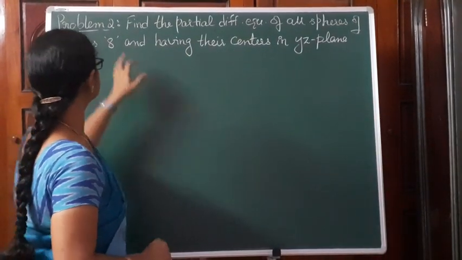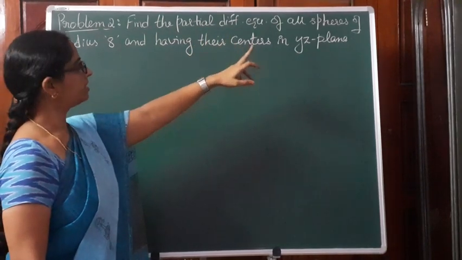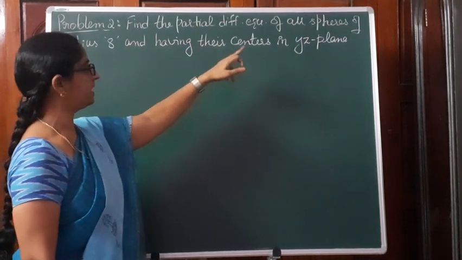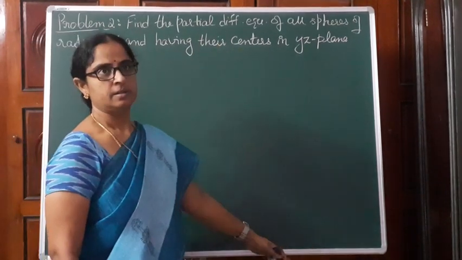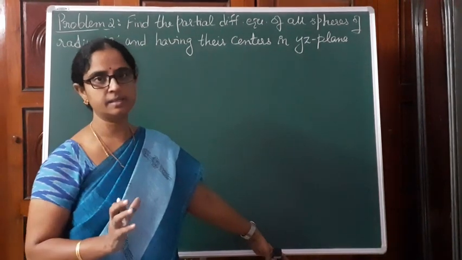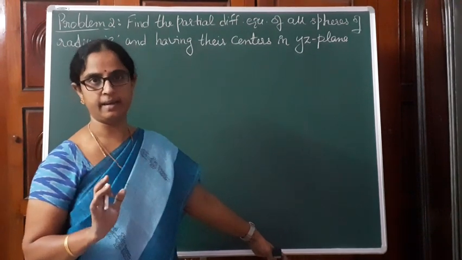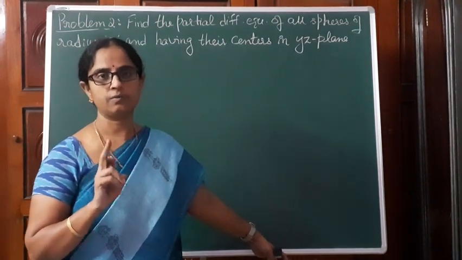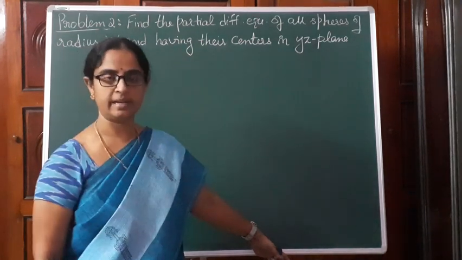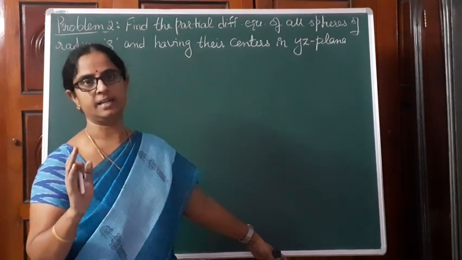Okay. This second one: find the partial differential equation of all the spheres of radius 8 and having their centers in the yz plane. So we need a partial differential equation for the family of spheres whose radius is 8 and whose centers lie in the yz plane. So first, we have to derive the equation of spheres with radius 8 and with center in the yz plane.